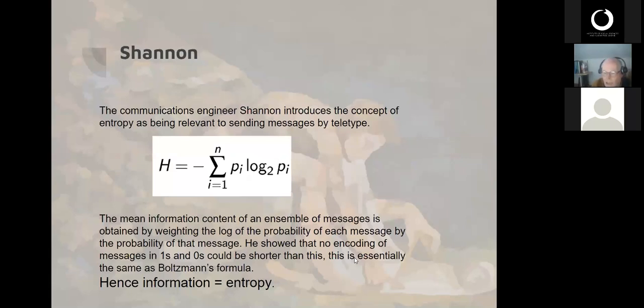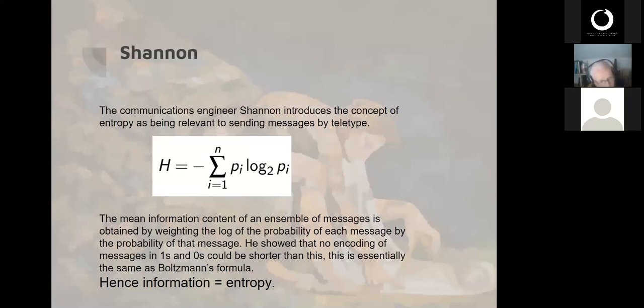Now, in the 1940s, Shannon comes up with a formula for measuring the information content of data being sent down telegraph lines. Similar in that it contains a probability here, a log, in this case he takes log to the base 2 instead of natural logs, and the log of the probability. So it's essentially the same thing.